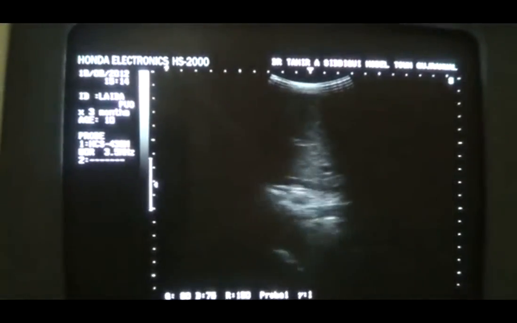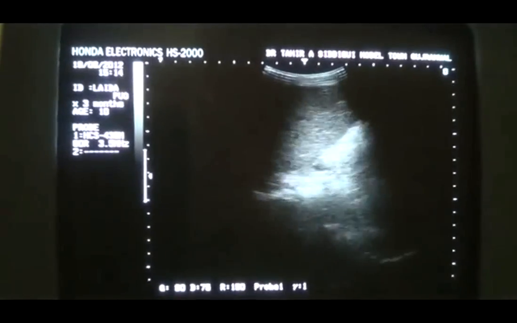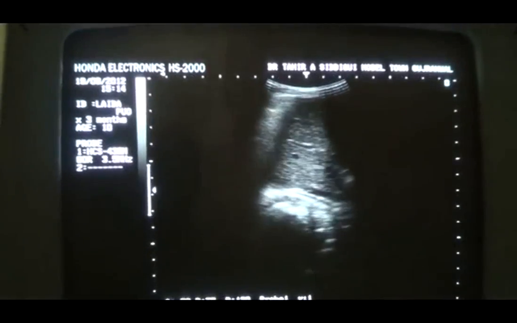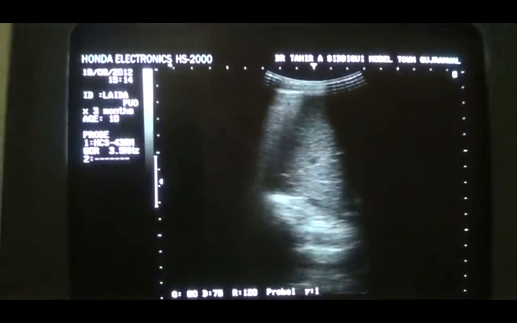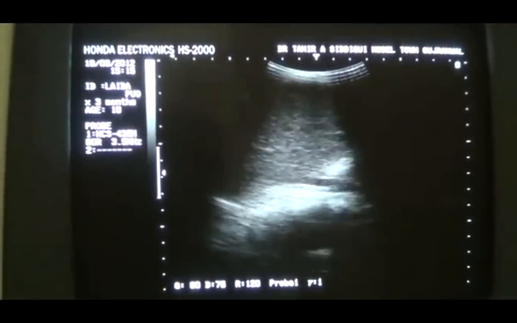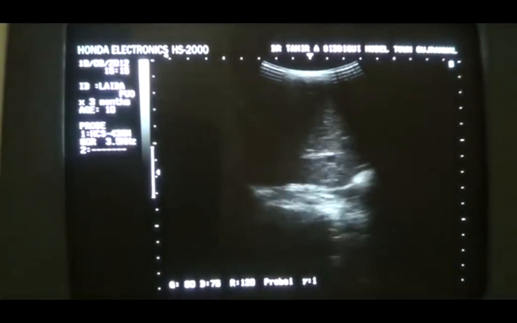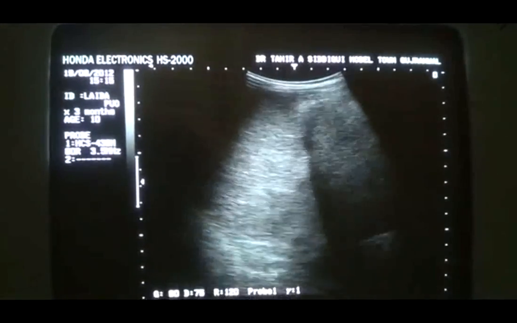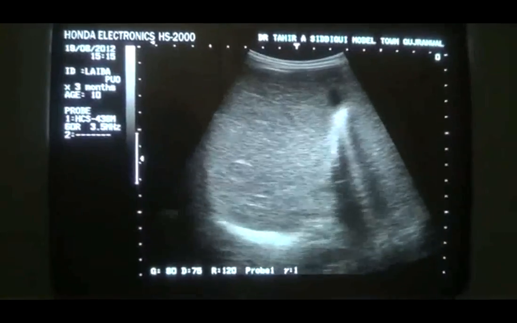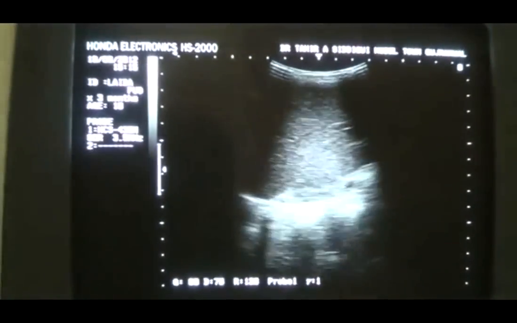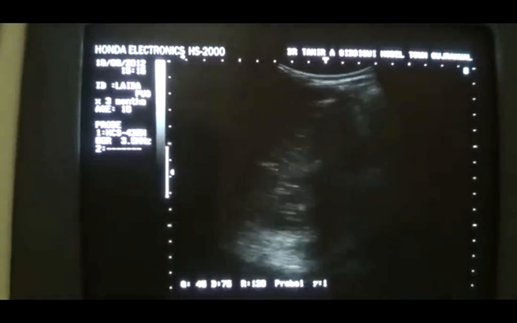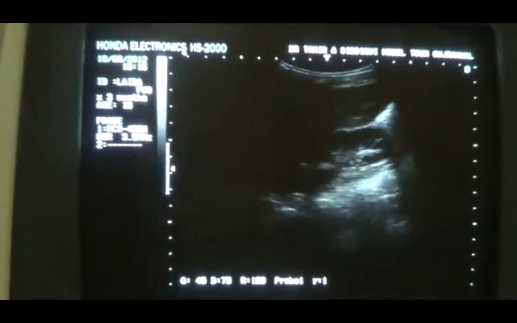Now, when I try to expose the diaphragm in total, I see that there is no fluid above the diaphragm, which rules out any evidence of pleural effusion as a cause of PUO. So there is no fluid above the diaphragm. Kidney is normal.